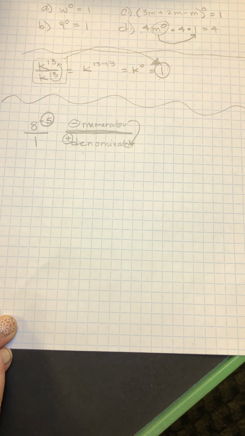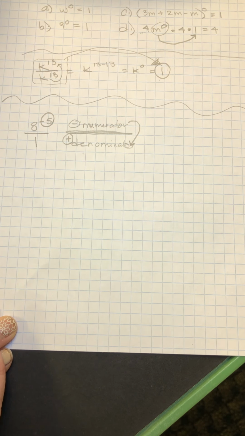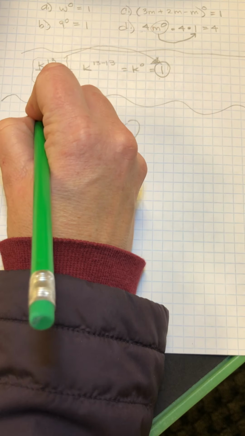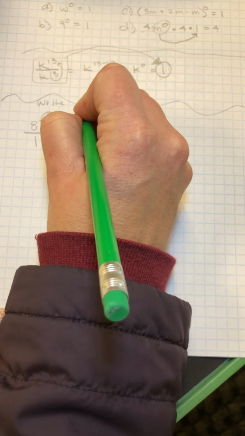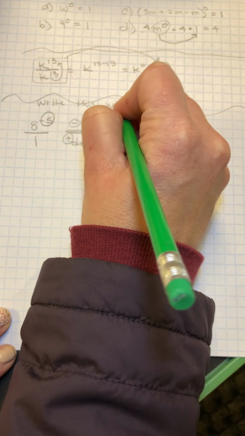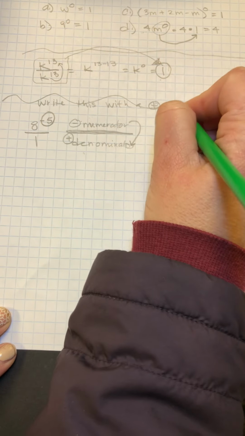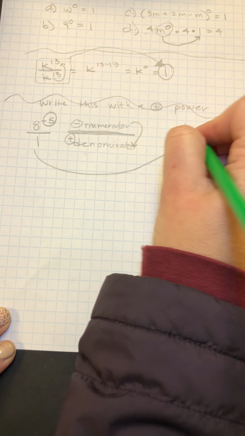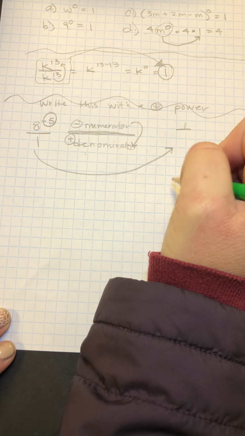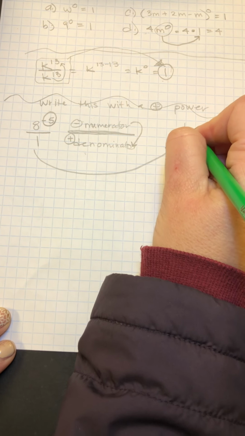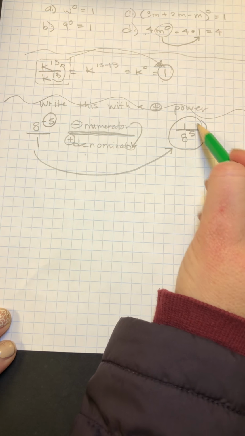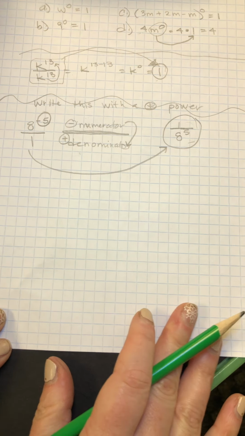Yes? So if the direction said write this with a positive power, we would switch it to 1 in the numerator and 8 to the positive 5th power in the denominator. It moves across the fraction line.